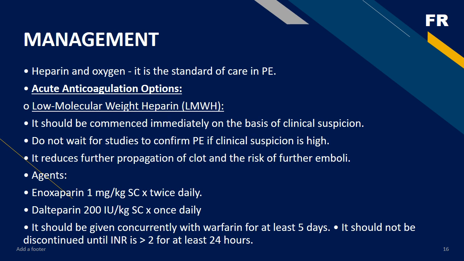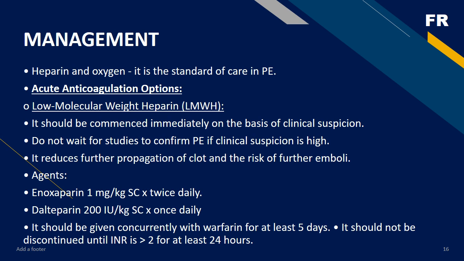So for heparin you have to check APTT for its effectiveness, and it should be commenced immediately on the basis of clinical suspicion. Do not wait for the studies to confirm pulmonary embolism if clinical suspicion is high. It reduces further propagation of clot and the risk of further emboli. The agents which are used are enoxaparin or dalteparin.